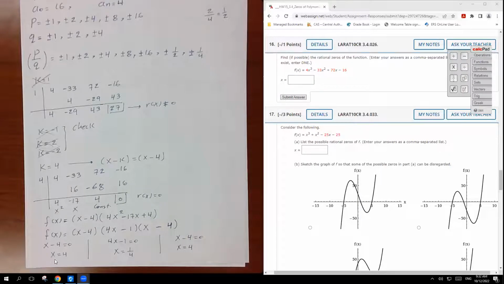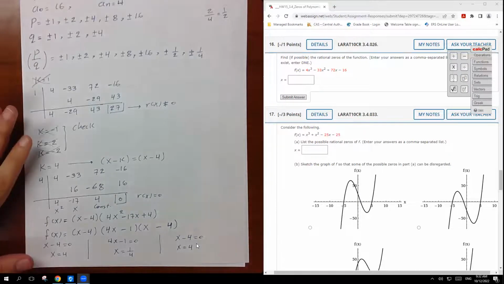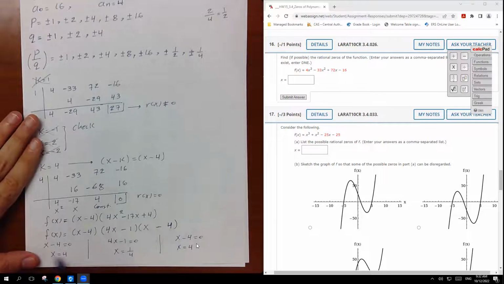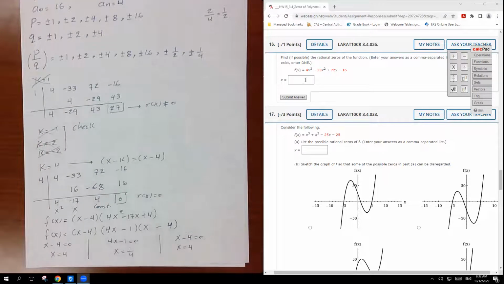Because we have x equal 4 and x equal 4, when you type your solution, you don't have to write down this twice because it's the same thing. So you're just going to type.